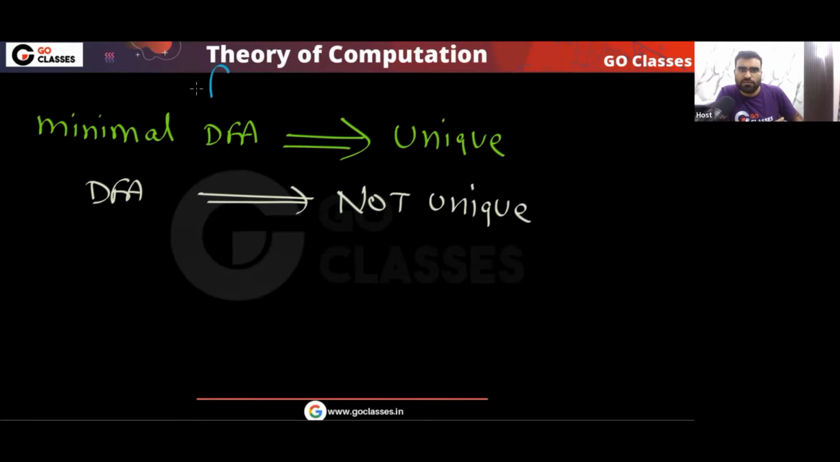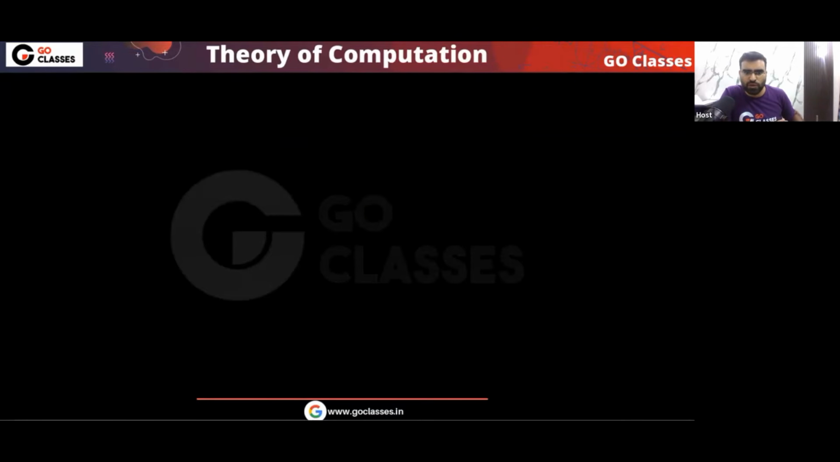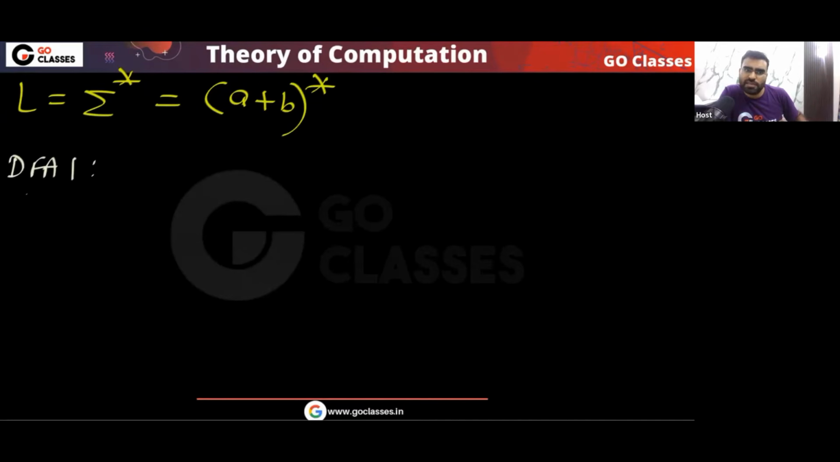So this is the point that for any regular language, minimal DFA is unique, but DFA is not unique. For example, let me explain. Let's assume that you have this language, sigma star, meaning (a or b) star. This is the language you have. I can create a DFA with one state. For example, this DFA has one state, but I can create some other DFA also.